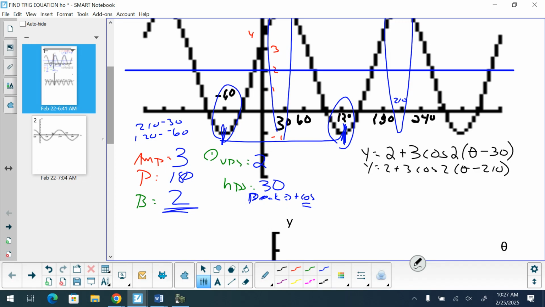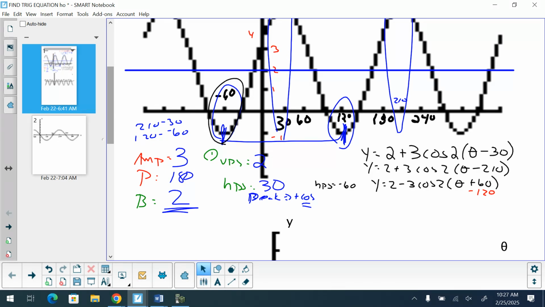Suppose you wanted to say, I want to use this valley here, negative 60, and I want to use a horizontal phase shift of negative 60. Now I'm at a valley value, so now I don't have a positive cosine, I have a negative cosine. So we have y equals 2 minus 3 cosine 2 theta plus 60. Or if I want to use this valley, I can go minus 120. That would be fine. These are all correct.